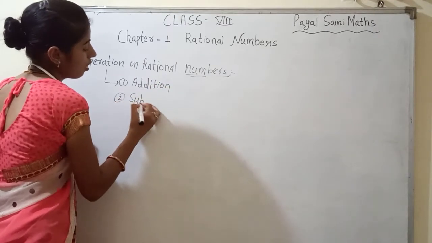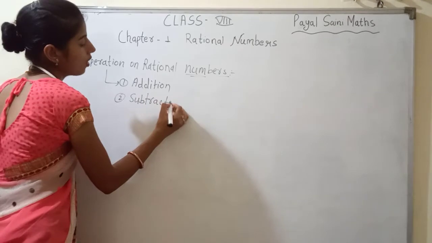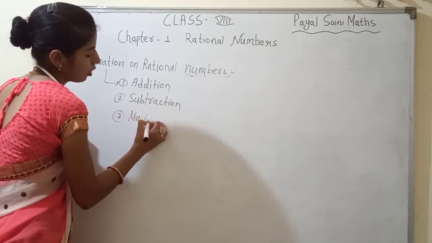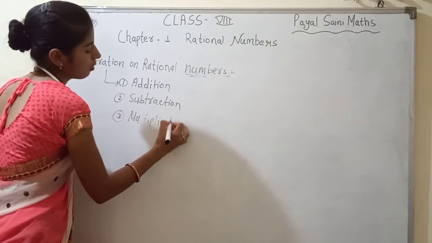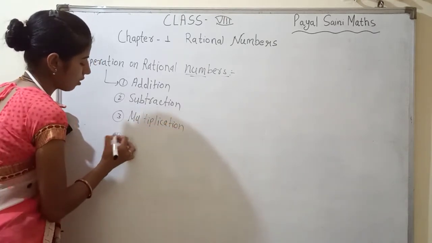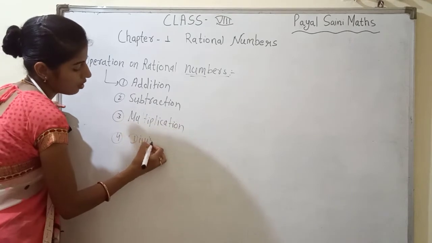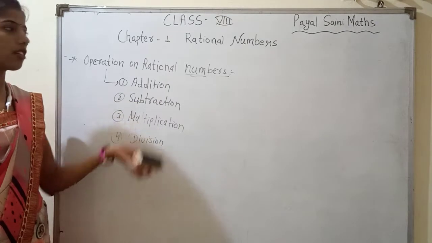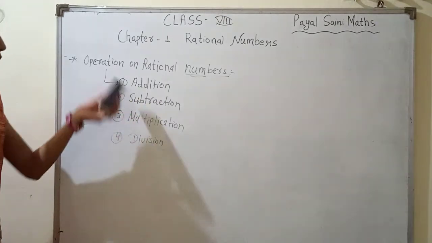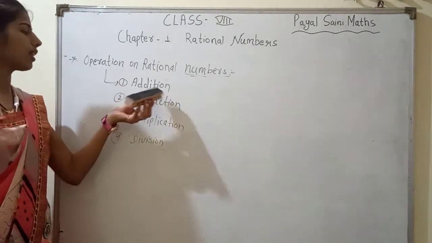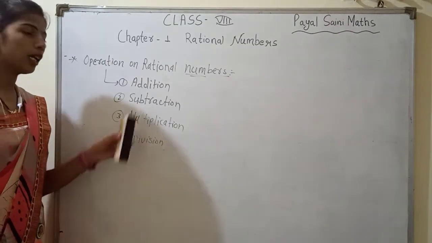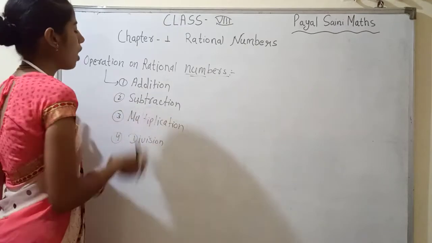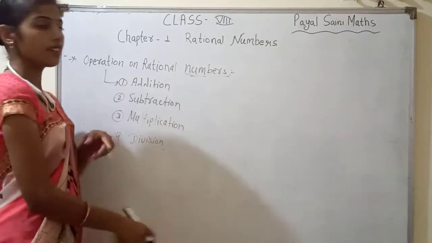Second is subtraction. Third is multiplication. Next, fourth is division. In mathematics there are only four operations: first is addition, second subtraction, third multiplication, and fourth is division. Now first we start our first operation, addition.